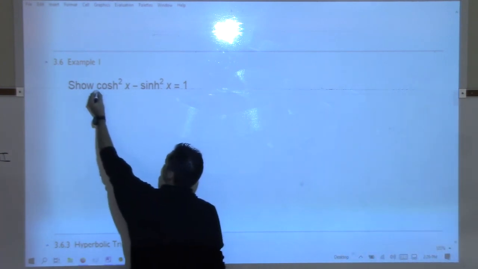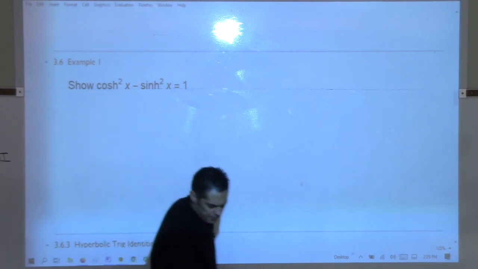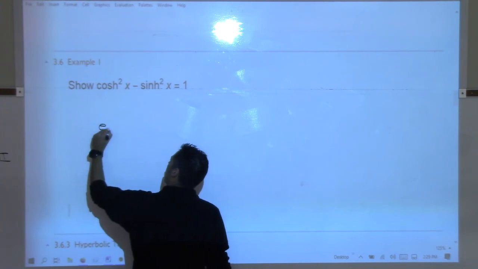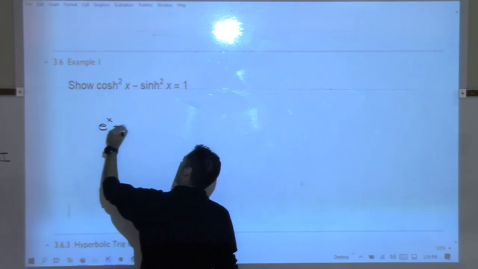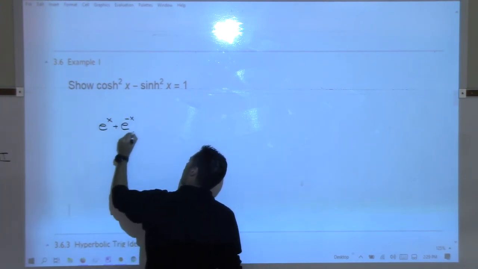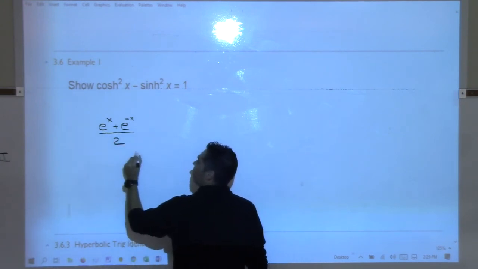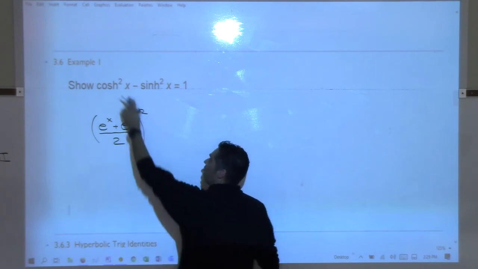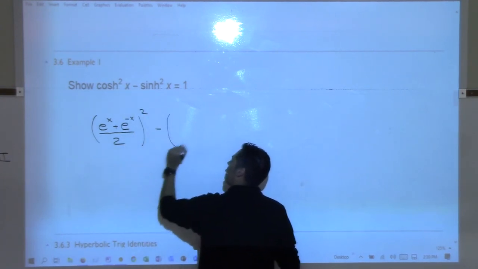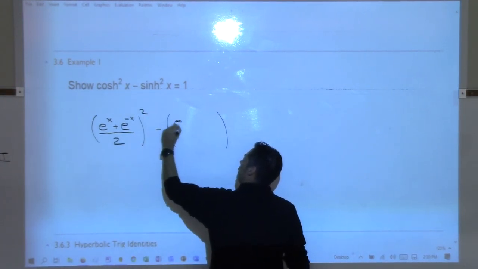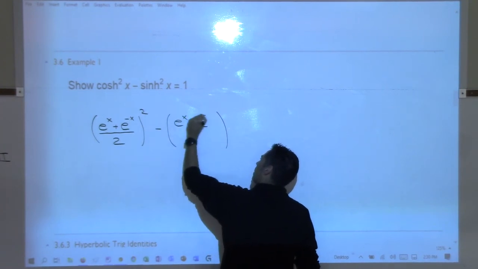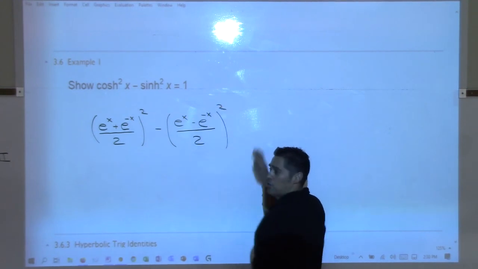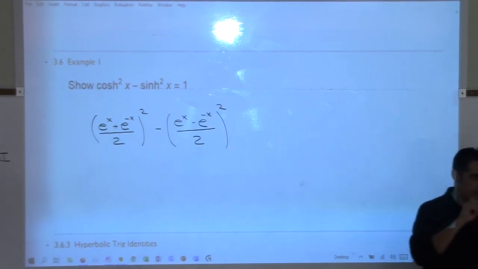What is the definition of cosine hyperbolic x? It's e to the x plus e to the negative x all over 2. That's cosine hyperbolic, right? Squared, minus sine hyperbolic, which is e to the x minus e to the negative x over 2, but then that whole thing is squared. We want to show that that's equal to 1, right?